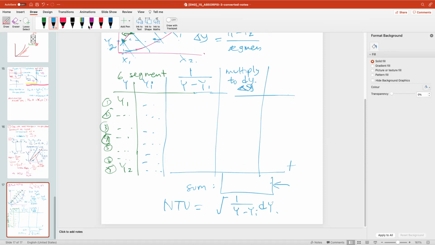Okay, and your height, I'll just put it here. So your height equals HTU multiplied with NTU. Okay, is it clear enough?